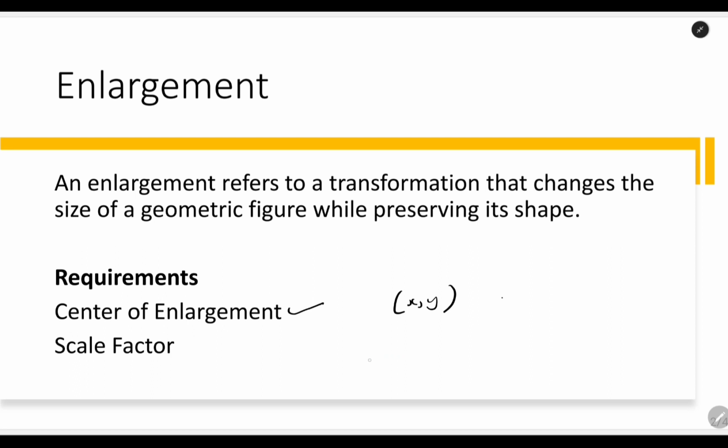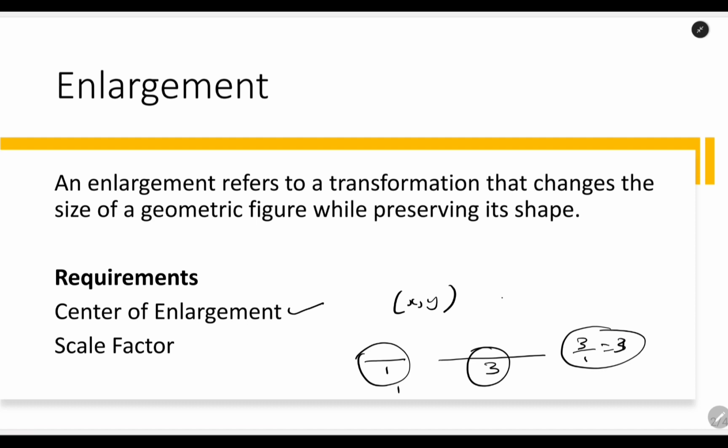So if you have a line that is 1 and then it becomes 3, the scale factor would be, what do we multiply this 1 by to make it 3? The scale factor here would be 3. Or you can simply find it by dividing the 3 by the 1, and that would give you the scale factor of 3. So that is how we find the scale factor.